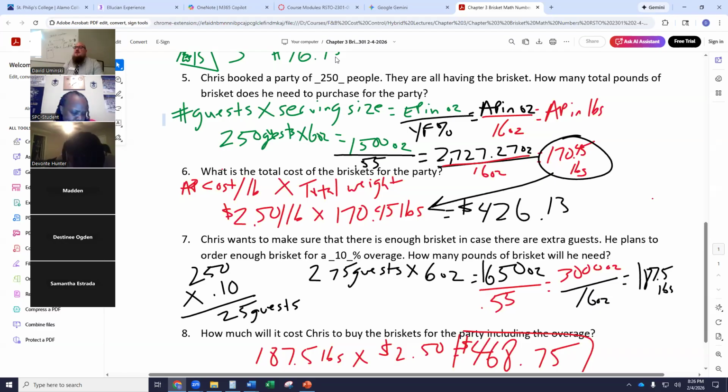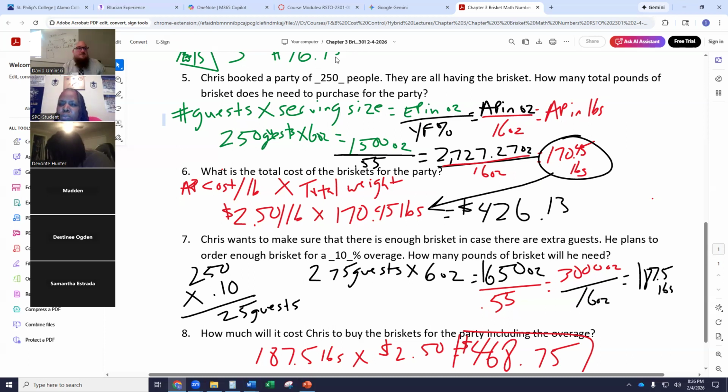So in this scenario, we have 250 guests times our 6-ounce portion. That gives us 1,500 ounces. We divide that by 0.55, and that gives me 2,727.27 ounces. I'm not going to call up Sysco and say, hey, can you send me 2,727 ounces of brisket? We order it by the pound. That's why we have to divide by 16 to get the 170.45 pounds.